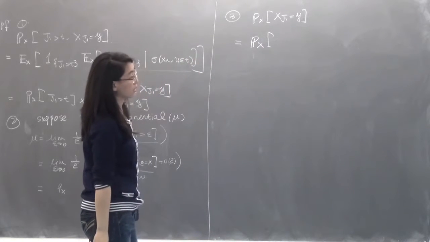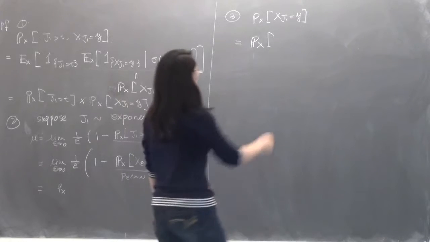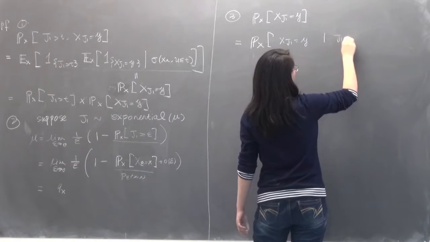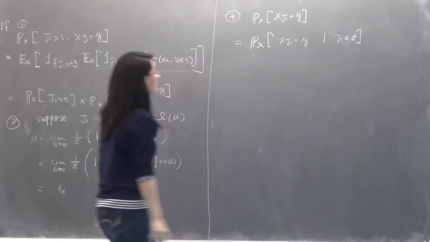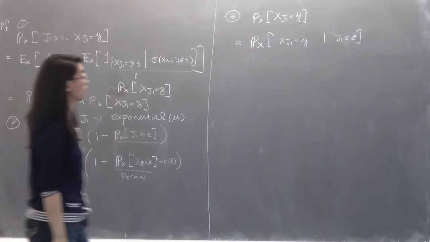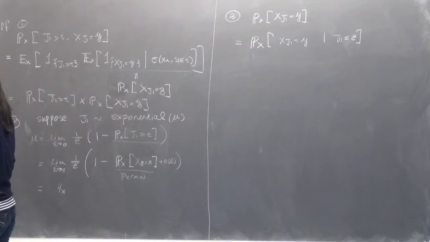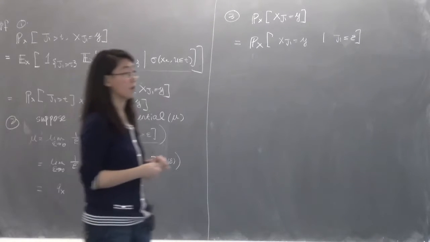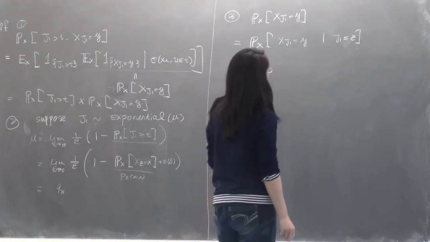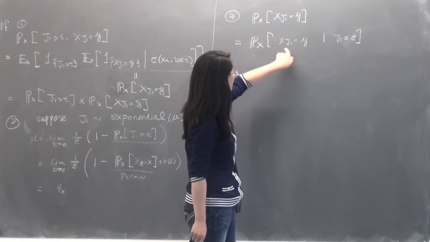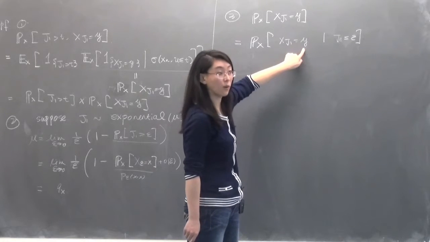Since we already proved that J1 is independent of X_{J1}, the probability that X_{J1} equals y equals the conditional probability given that J1 is less than epsilon, because we know that these two random variables are independent. And assuming J1 is less than epsilon, what we know is, with high probability, that X_epsilon equals y.